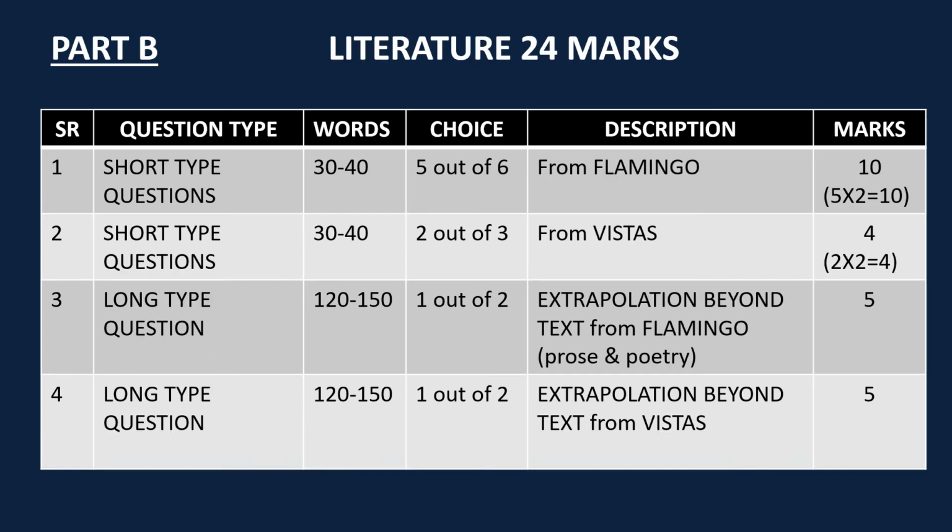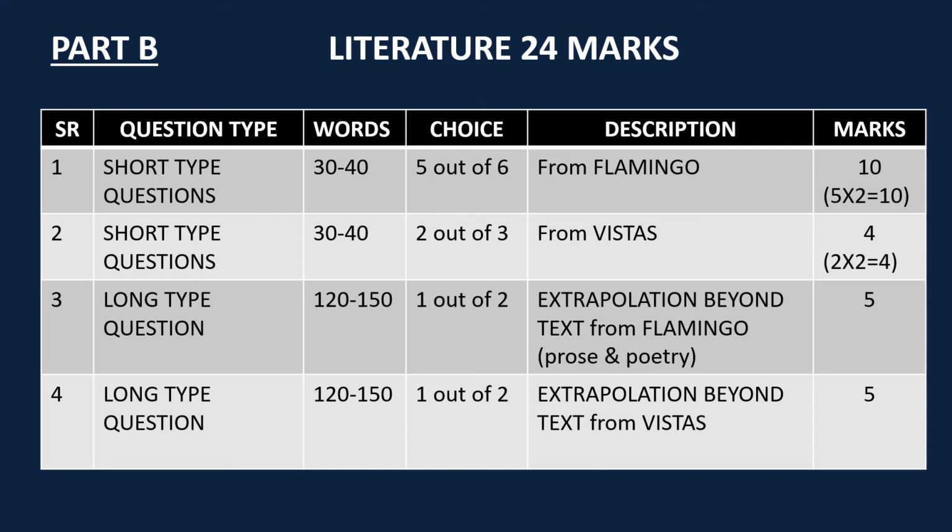Moving on, in part B, subjective, literature is totally for 24 marks. The first is the short type questions. We are very familiar with this. This will be between 30 to 40 words. There will be a total of 6 questions, out of which you will choose 5. It will be from Flamingo, so naturally it will have lessons and poems. Each question is of 2 marks, so the total marks will be 10.